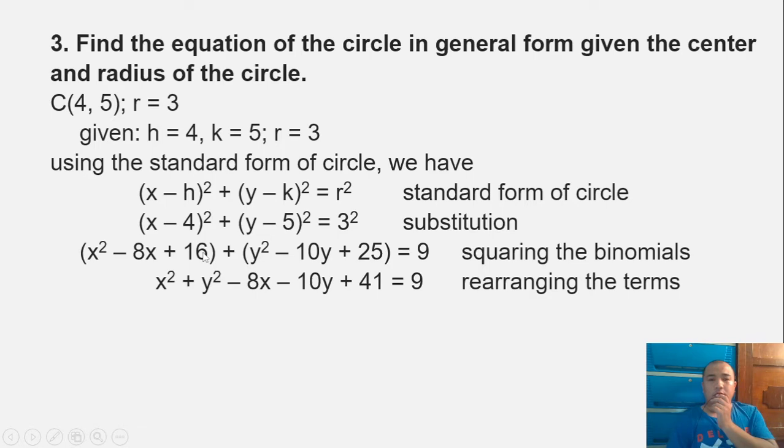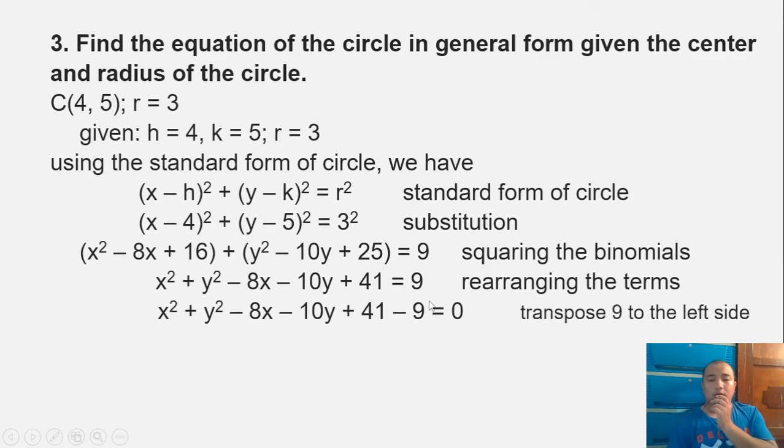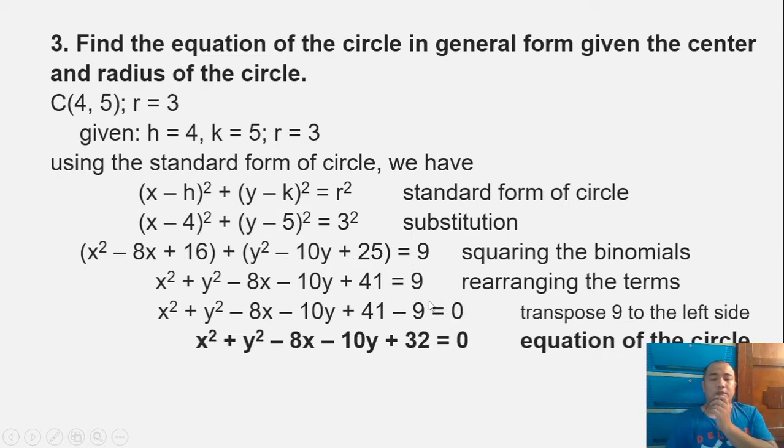Then add or subtract the constants. 16 plus 25, 41, minus 9 is 32, positive 32. So the equation of the circle whose center is 4, 5, radius 3 is x squared plus y squared minus 8x minus 10y plus 32 equals 0.